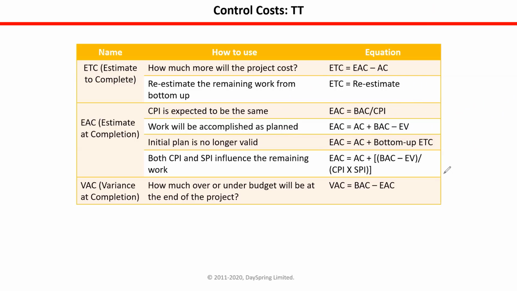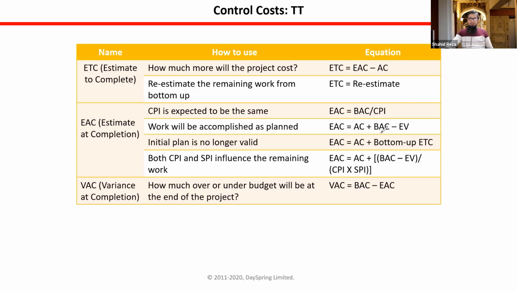In that case, the main differential factor is BAC minus EV. It is going to be the main differential factor, because the main differential factor is CPI. You cannot maintain the CPI for the rest of the project. That's why you are using this formula. If you can maintain it, then you will use this formula. If you feel that you cannot maintain it, then you will use this other formula.